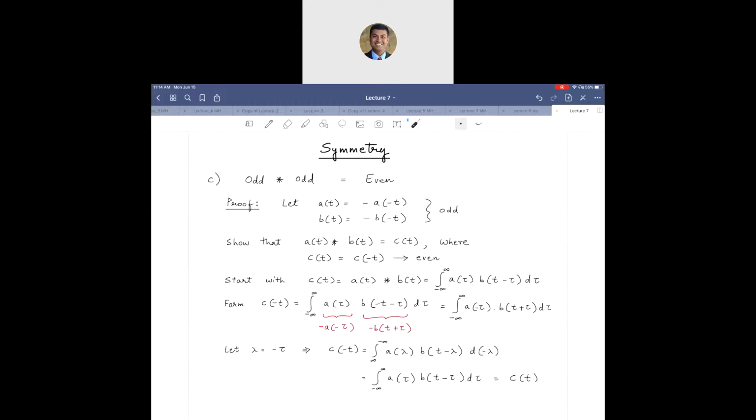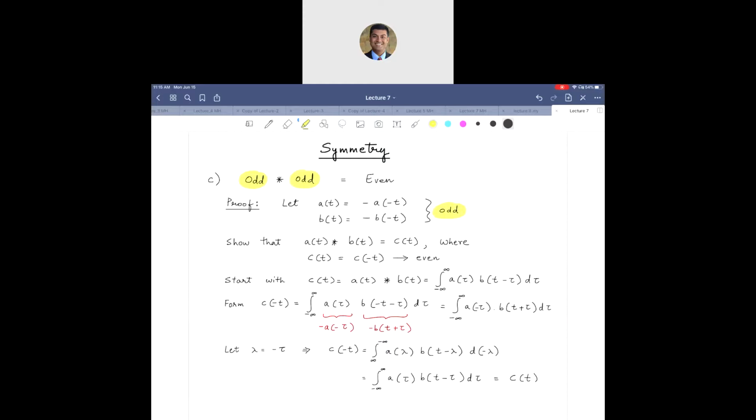So let's see. A of t is negative a of minus t. Why is that? Because I said a of t is odd. B of t can be written as negative b of minus t. Why? Because it is also odd. So I'm considering that the two signals I have are odd. By definition of odd, a of t should be the same as negative a of minus t, so a flip about x and y axes for both a and b.